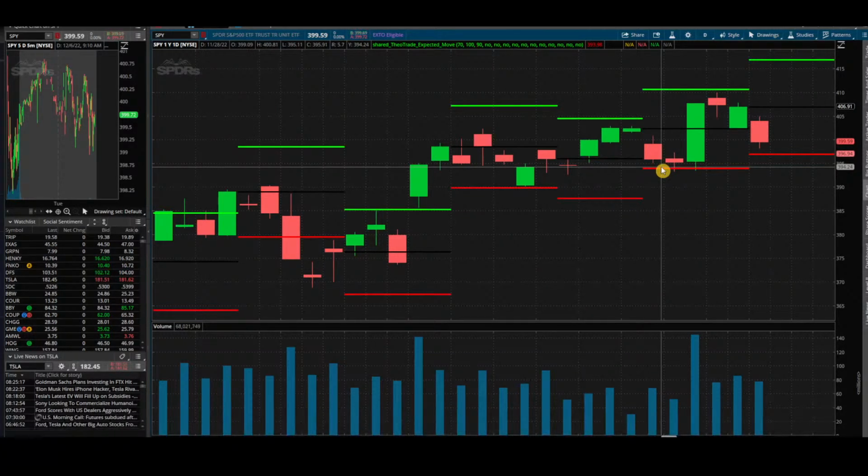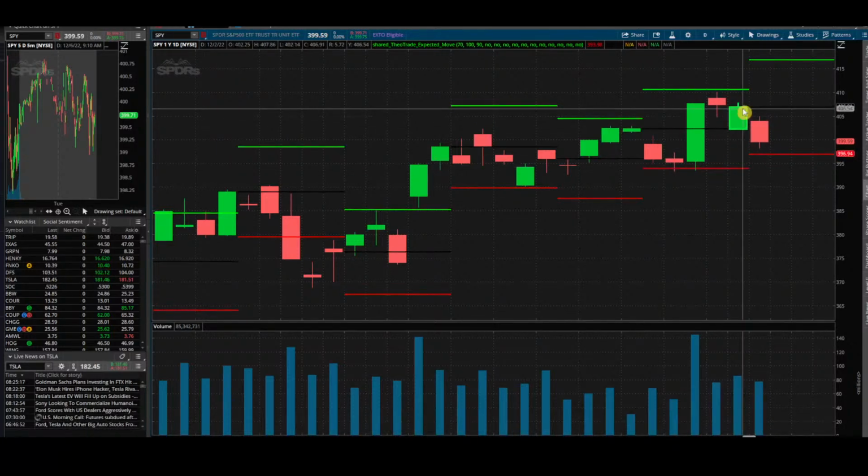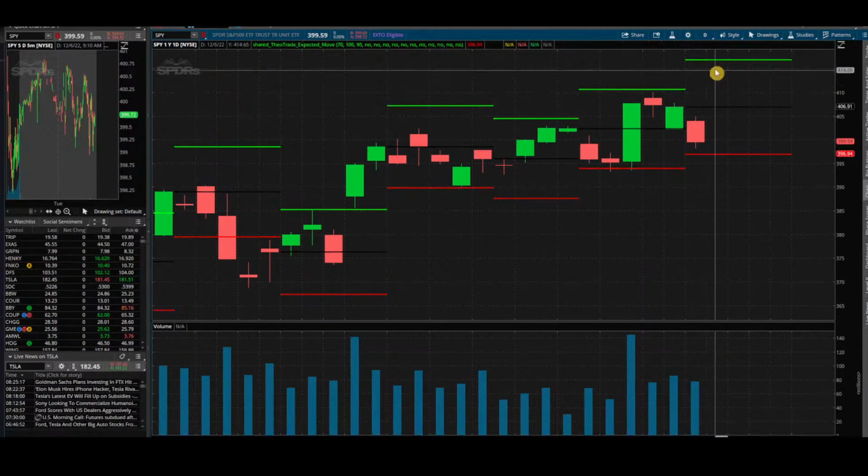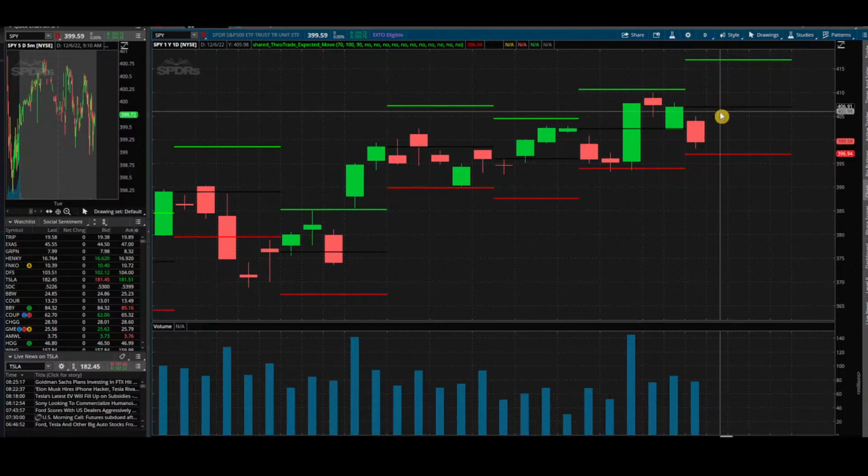So every week, the options market prices in what they think the move will be from low to high. So basically, this week it was $6. That means from Friday's close, which is that black line right there, they think that the market's going to either move $6 higher or $6 lower.